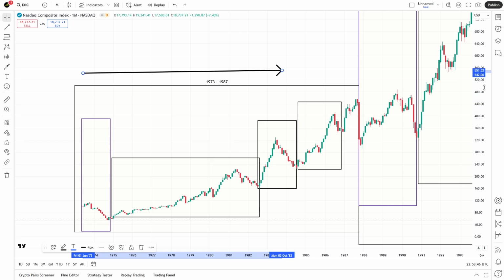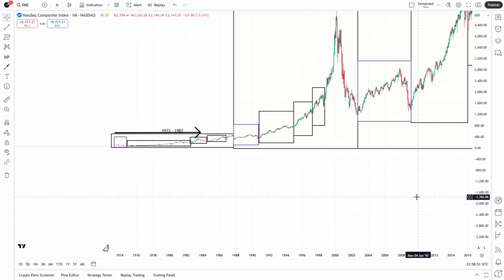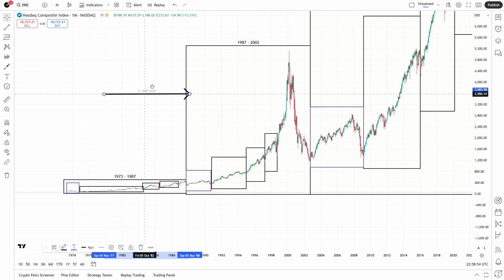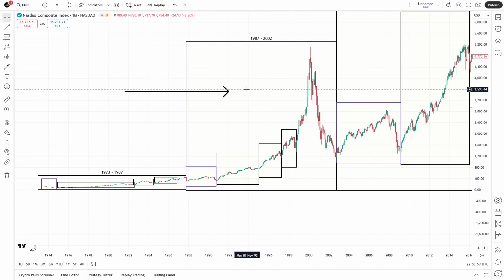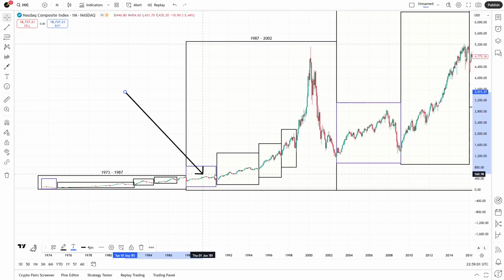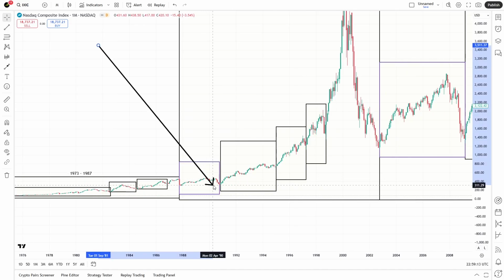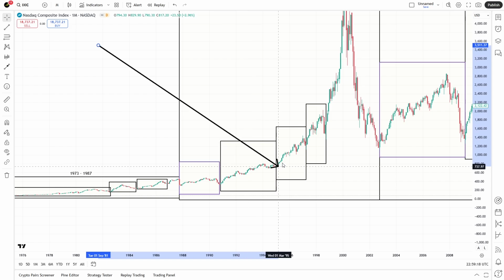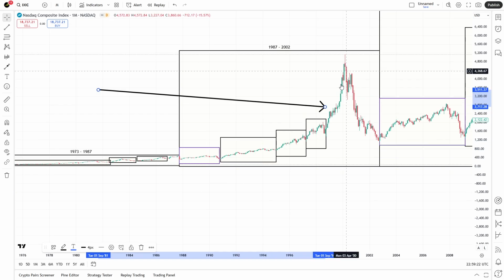This next structure, and by the way, I'm still on a month candle, so very zoomed out. So this next structure is from 1987 to 2002. So now we can actually see this full bounce. After this crash, we have essentially like a dead cat bounce. After this bounce, the whole structure begins again. You have this first wave, the second wave, the third wave, and then it moves up aggressively to the peak.